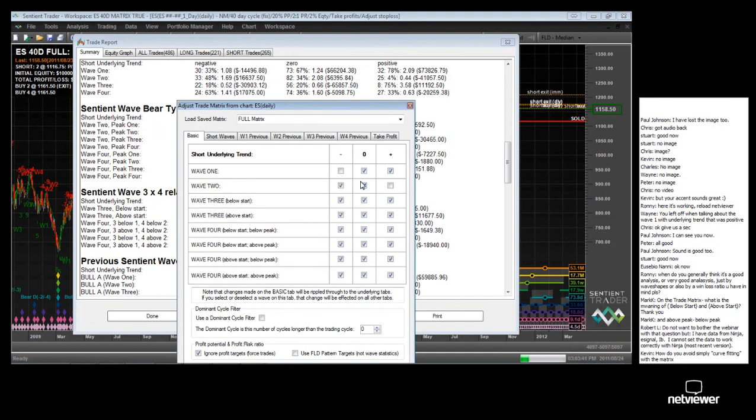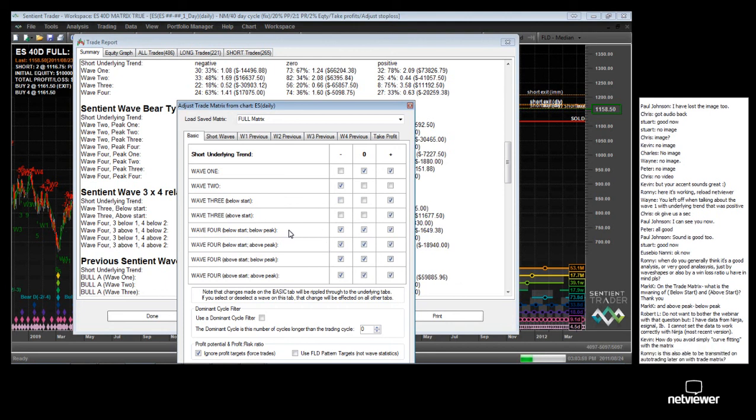So I know that I don't want to trade wave 1 with a negative underlying trend. I know I don't want to trade wave 2 with a positive underlying trend. Okay, because it lost money. Let's also leave out that wave with a neutral underlying trend. Wave 3s, I don't want to take either of them with a negative or a neutral underlying trend. You see what I'm doing? I'm reading them from here, and I'm transferring them down to the representation of the matrix down here.